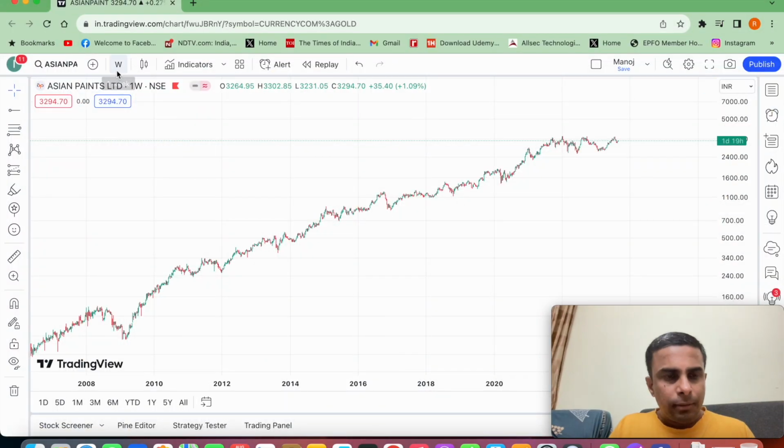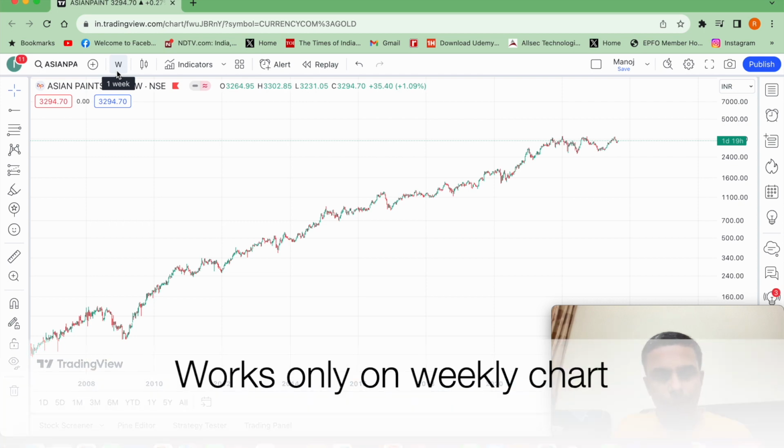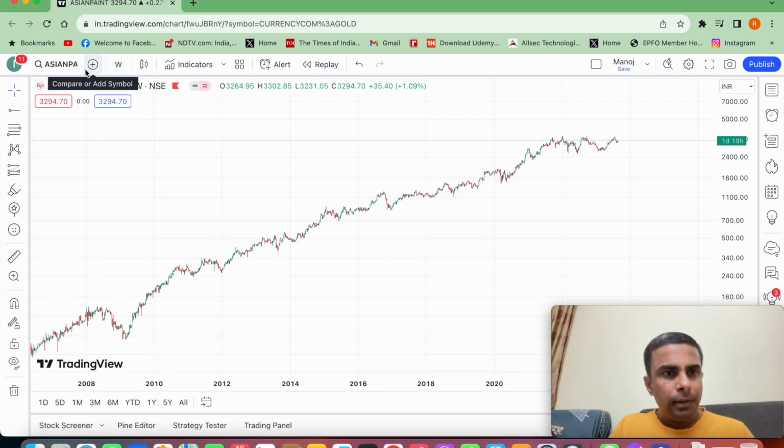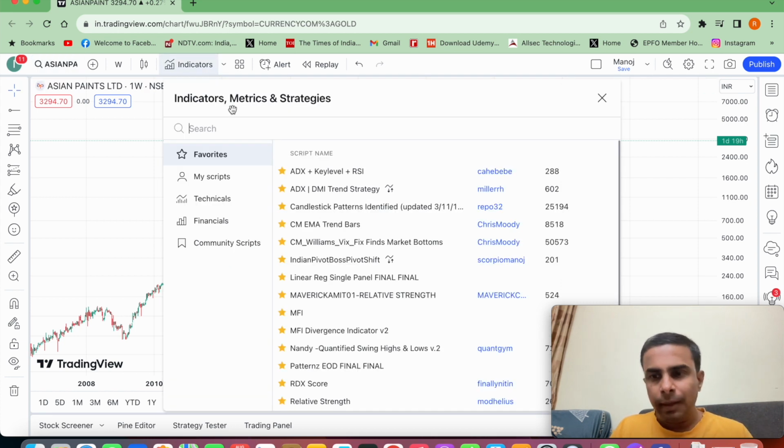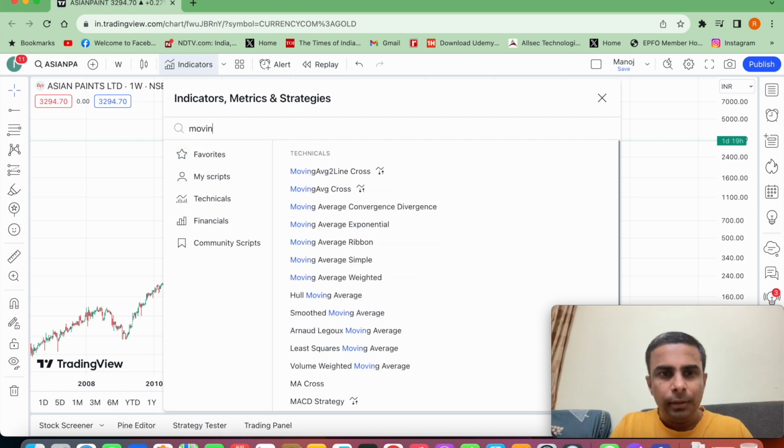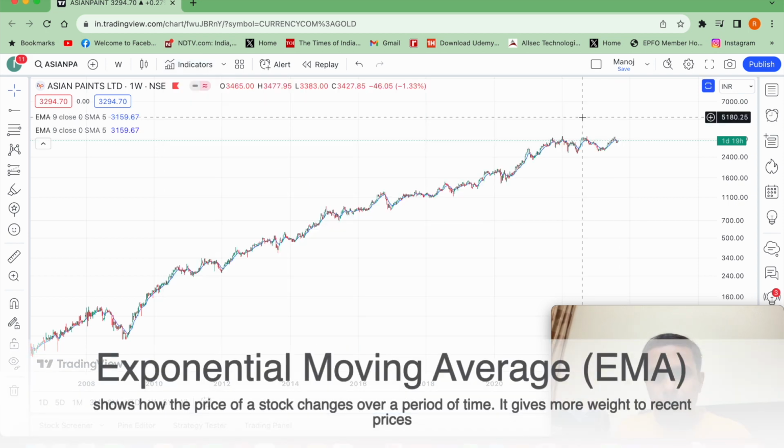We have to consider the weekly chart. It doesn't work on daily or monthly, but it works only on the weekly chart. I've considered Asian Paints. I'm going to add two indicators. Actually, it is only one indicator, but I'll be adding it twice. So I'm going to select moving average exponential, which we also call EMA.